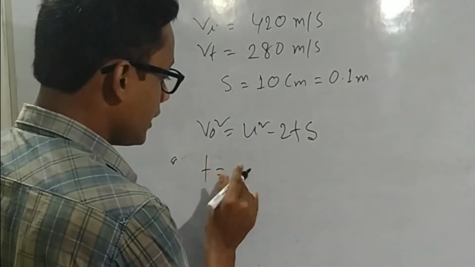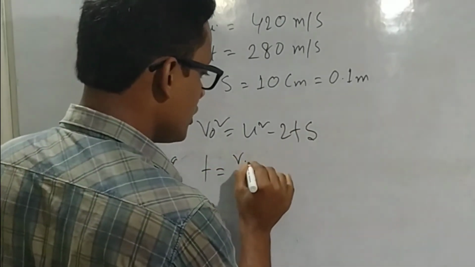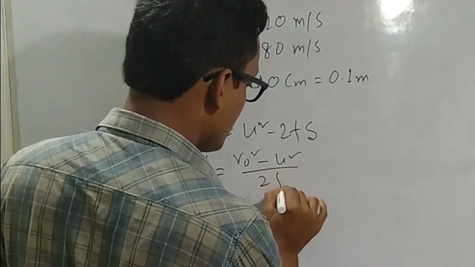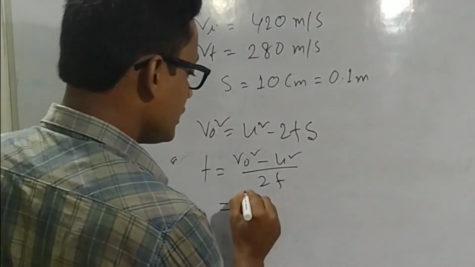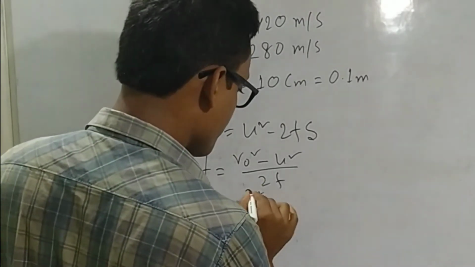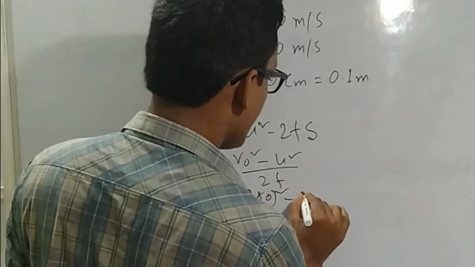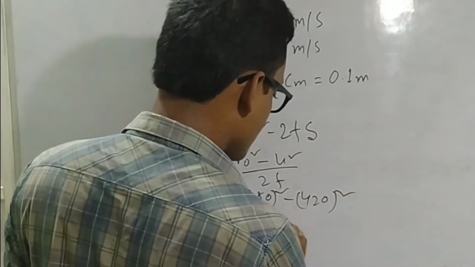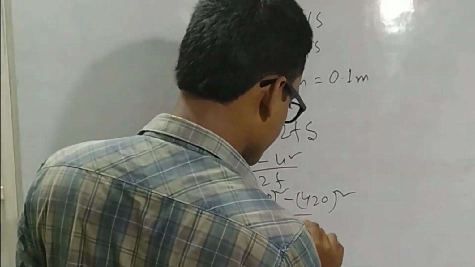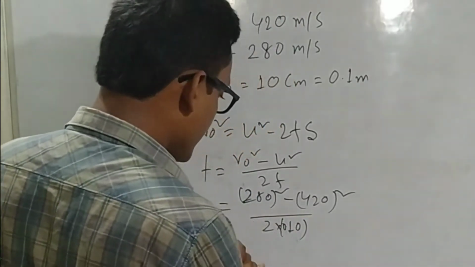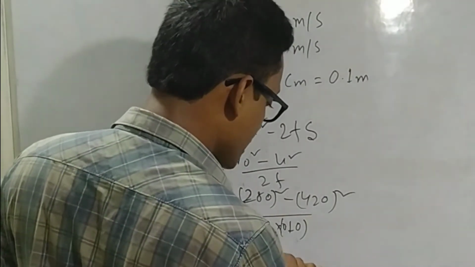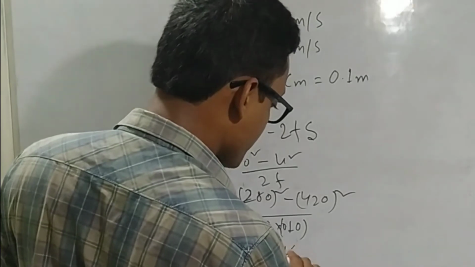So we have to find the acceleration of this body. So f equals u square minus v square by 2s. Using these values, 420 and 280, by 2 into 0.1, we can find the acceleration of this body is 4.9 meters per second square.